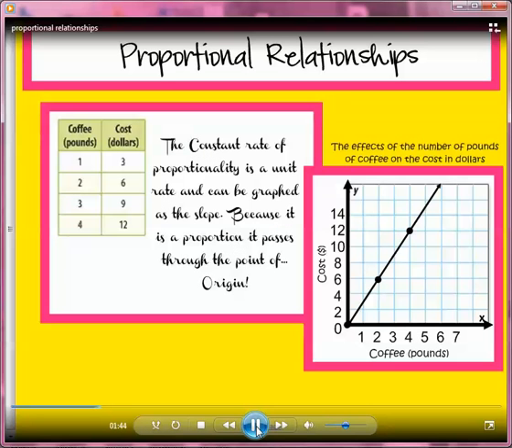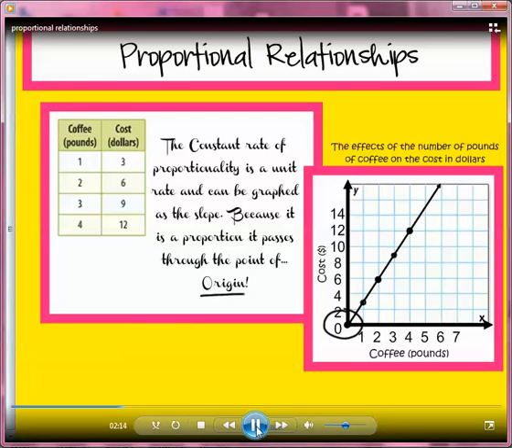What if we wanted to then look at a table or a graph? This can be graphed as our slope. So if we look at the coffee in this particular table and we plot the points, we know at 1 it's going to be 3, at 2, 6, at 3, 9, and at 4, 12. If we look here, it's rising and running at a constant rate. It's passing through the origin.